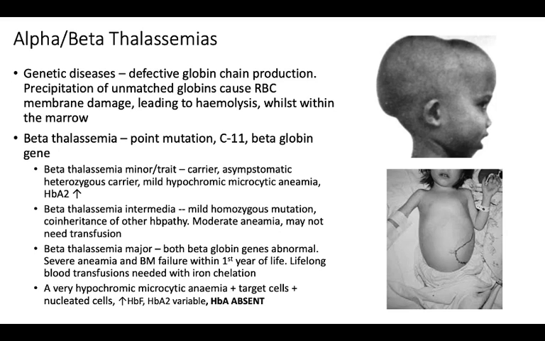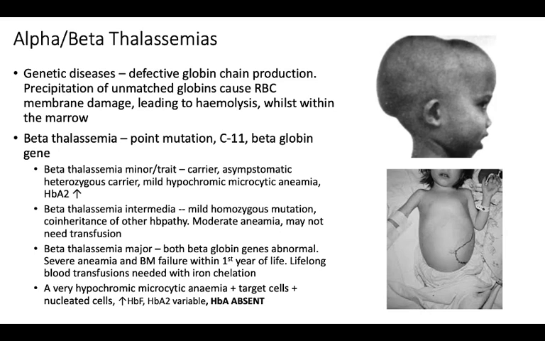So in beta thalassemia, patients can be affected to different extents. If you have something called beta thalassemia minor, or trait, this is when you are a carrier of the symptomatic allele, but overall you will be asymptomatic. On blood film, you might have a mild hypochromic microcytic anemia, but most of the time you wouldn't have any symptoms.